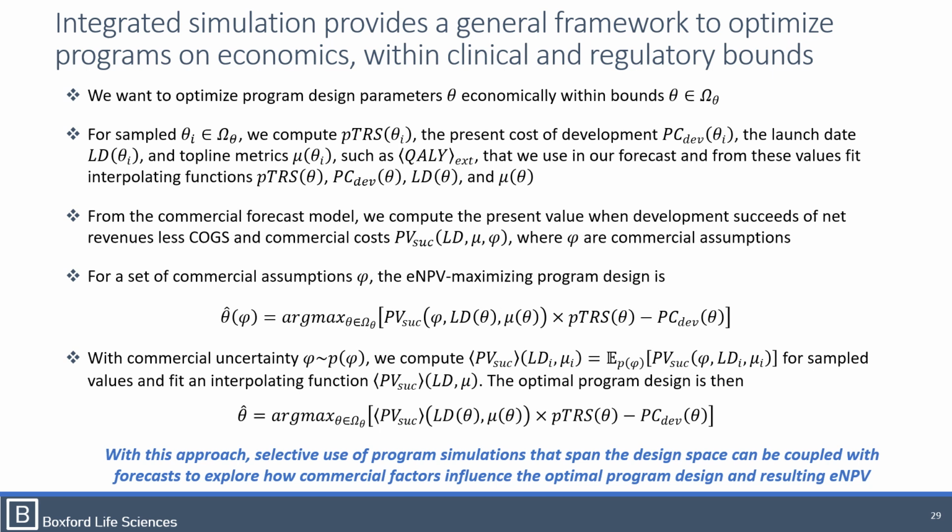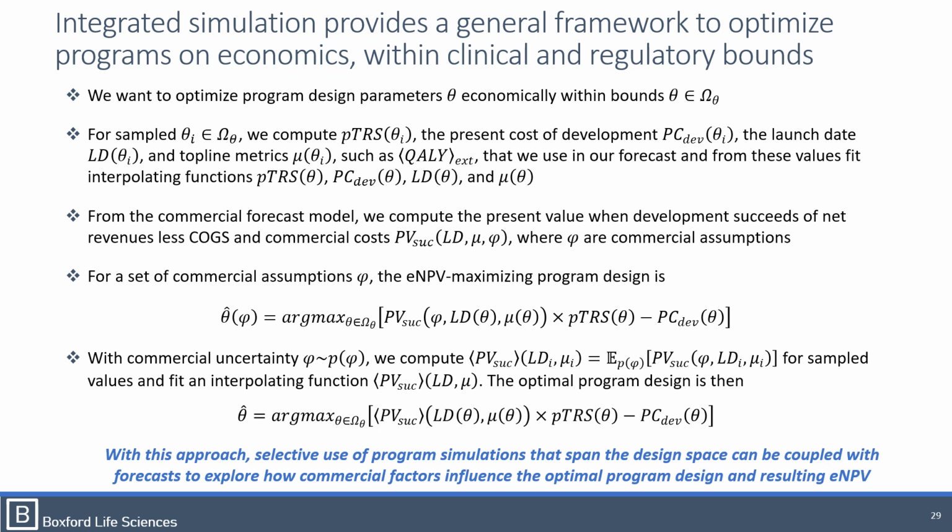Once we have the sampled values of this average present value, we can again fit an interpolating function against those and then slot in the actual relationship of launch date and program metrics with trial design, and now get a formula that we can use, again, relatively quickly to calculate what's the optimal program design averaged over all the uncertainty that we have in the commercial market.